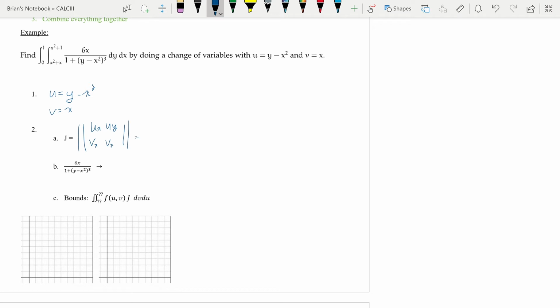So, which is going to equal, take the partial u, partial x, negative 2x, partial u, partial y, which is just 1, partial v, partial x, which is 1, and then partial v, partial y, which is 1. So we'll get the absolute value of the determinant of the inside: negative 2x times 1 minus 1 times 1, which is equal to negative 2x minus 1. I made a slip up somewhere because there should be a 0 in there. Oh, partial v, partial y.